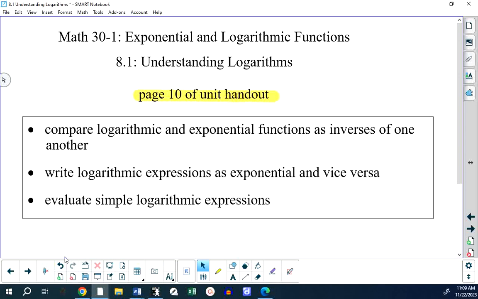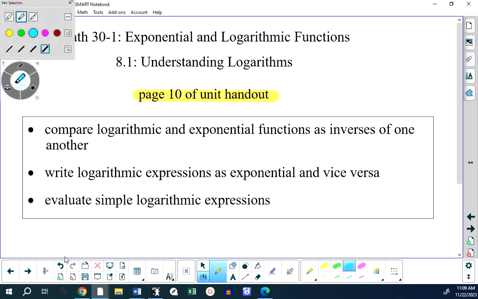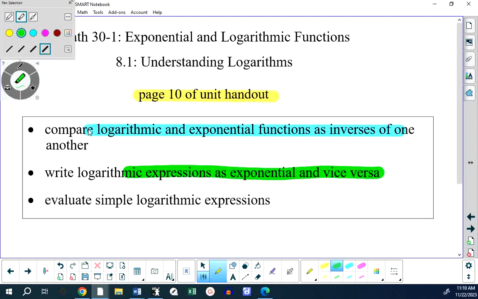There are two main things that you need to understand here in this unit. And one is the relationship between a logarithmic and an exponential function. They are inverses of each other. But the other one, and this is different, is writing a logarithmic expression in exponential form or vice versa.